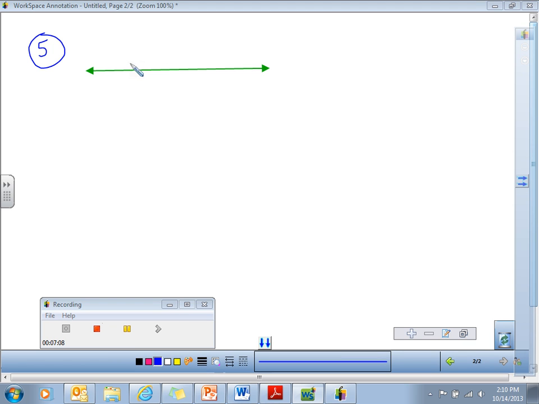Okay, number 5, the point on ray SY. So it's a ray, S is somewhere down here, and then Y is over here. So there's B, C, and W, X. It says the point on ray SY that is 3 units from W. The ray starts at S, and it goes through Y, and it keeps going forever. Does that make sense?